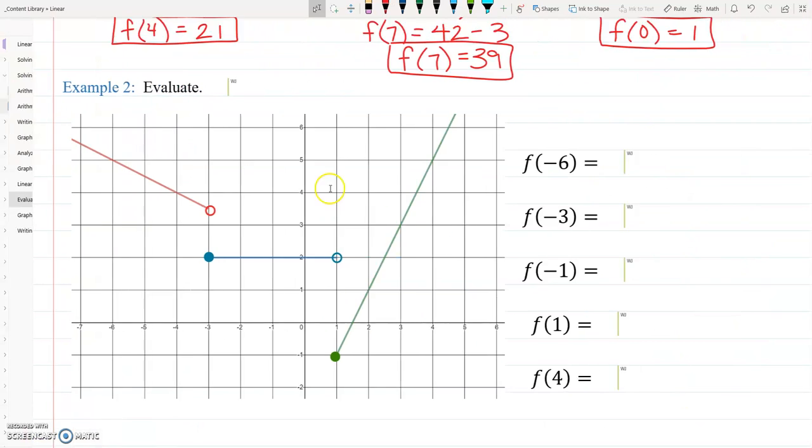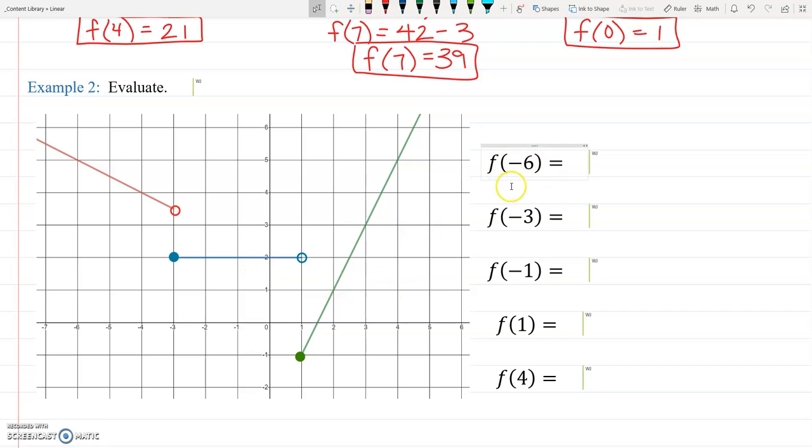Alright, so f of negative 6. Another way of saying this would be if x is negative 6, what is y? What is the point on this function? If x is negative 6, where is our function basically? Here's how I want you to look at it. Here's my x-axis down here. I'm going to go to where negative 6 is on the x-axis, and the question is, where is my function? My function, or the y value, is right up here.